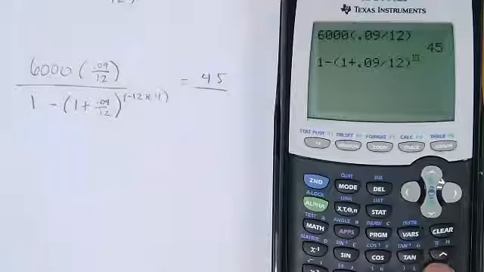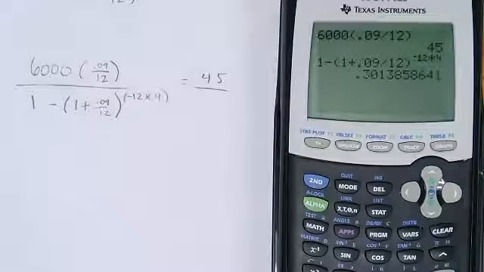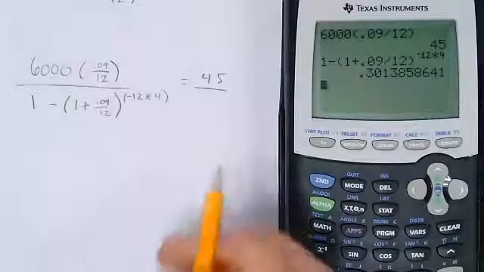This is that newer calculator. See what button I pushed right here? That one right there. See my pencil? And that's going to be negative 12 times 4. Now, if you've got that fancy calculator that lifts up your exponent, you don't need parentheses. So that gives me that 0.30138.